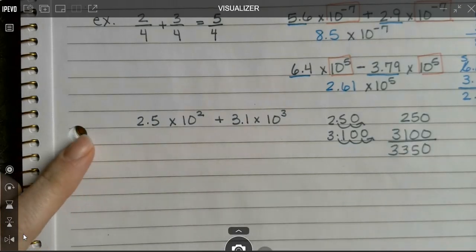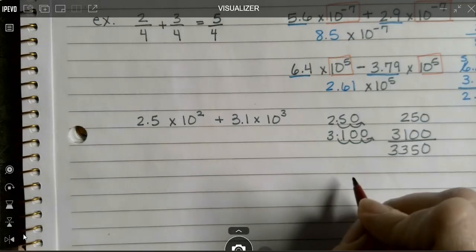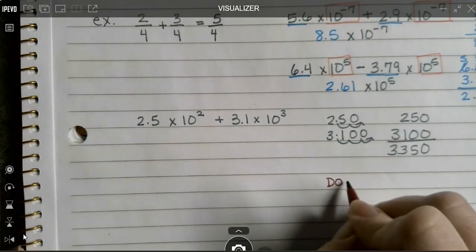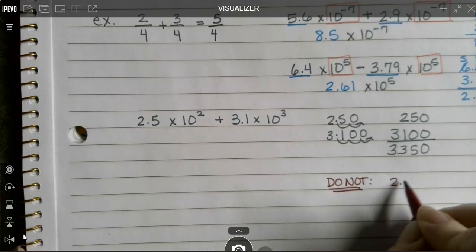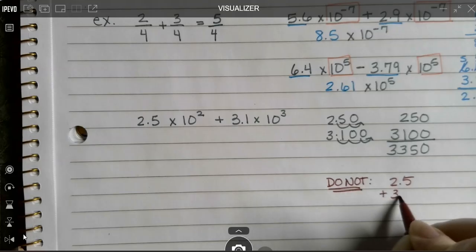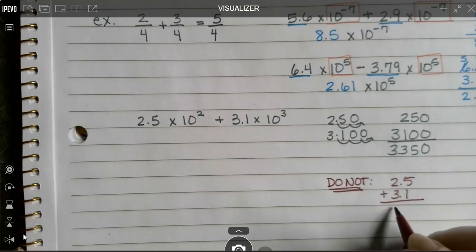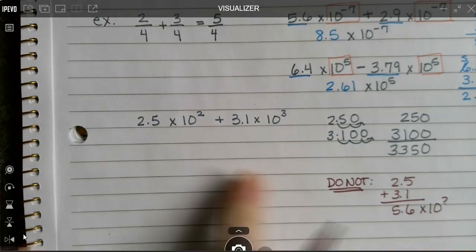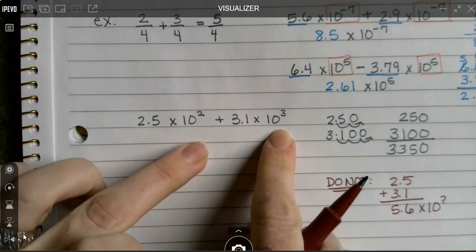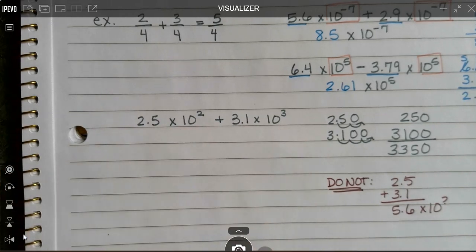This is what not to do. If we were to do the 2.5 plus the 3.1, we would get 5.6 times 10 to the we don't even know what, because there are no properties for adding powers of 10. Remember, our properties for powers of 10 are for multiplying and dividing and having exponents with them. There is none for when we add powers of 10.